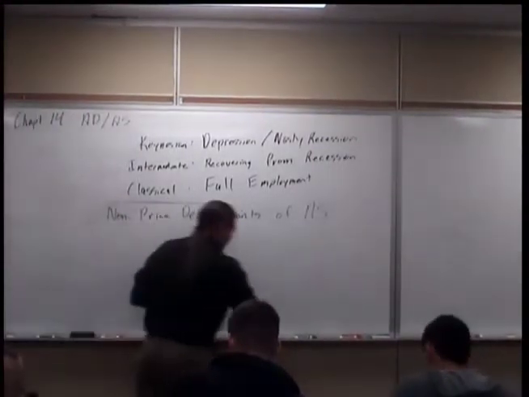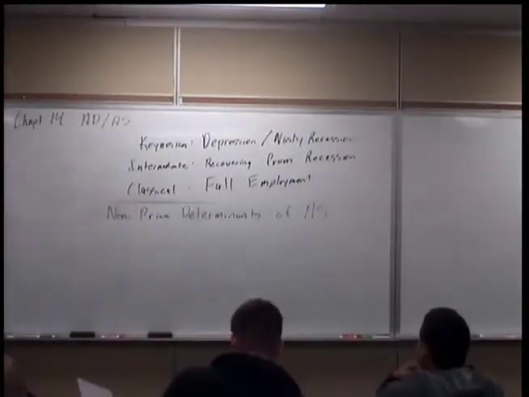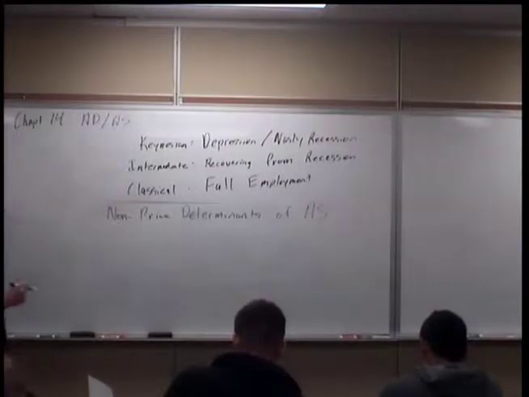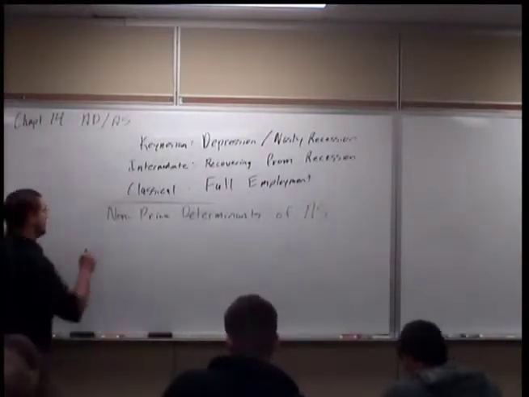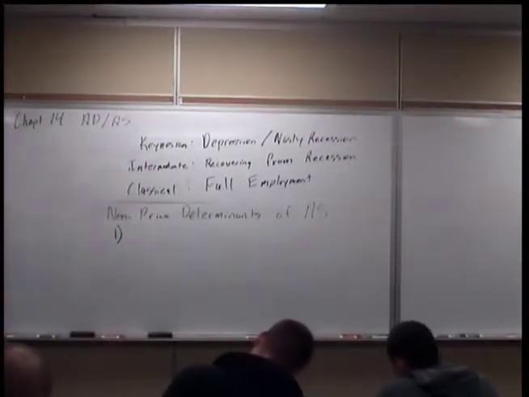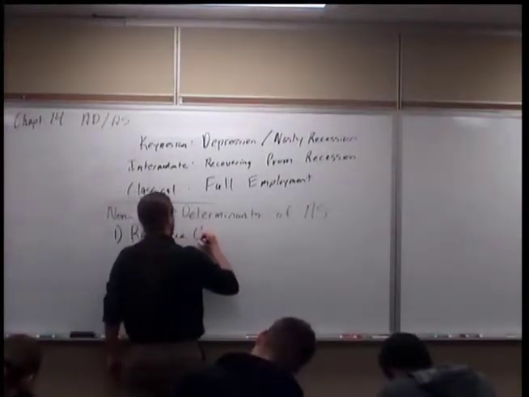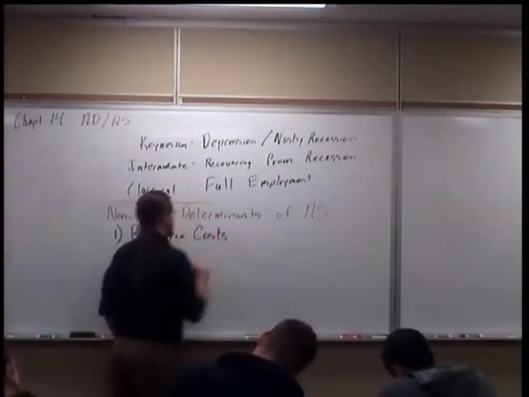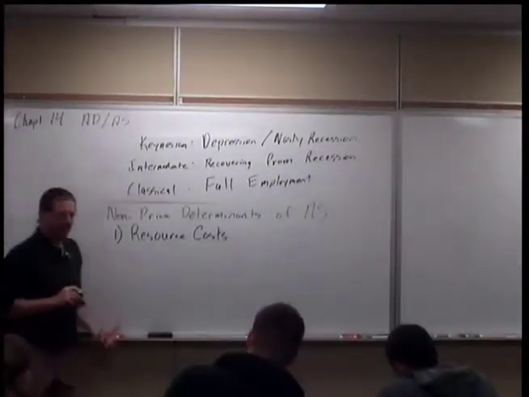So a lot of these will look very similar, because the differences between aggregate supply and regular supply are not all that different, okay? So the number one non-price determinant of aggregate supply are resource costs or resource prices. And again, you need to think of this at the macro level, not the micro level.